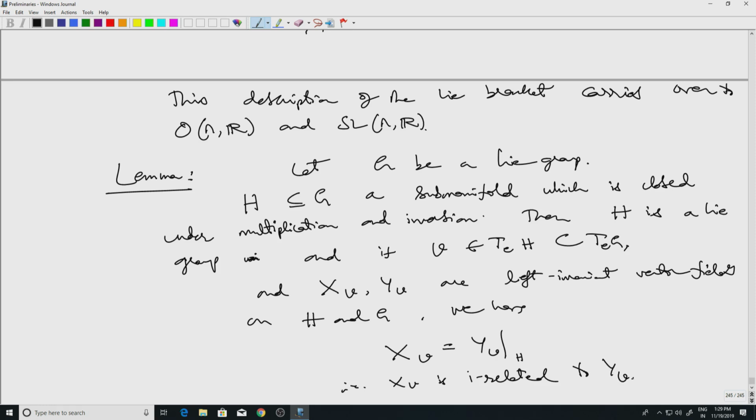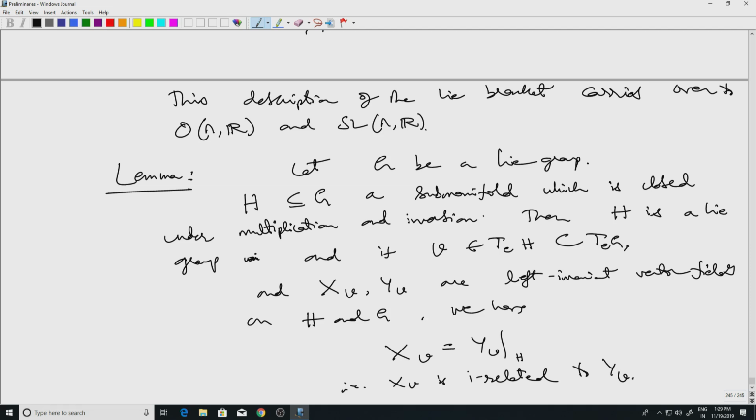So I'm saying something quite obvious here actually. I'm just saying that if you have a submanifold which is also a subgroup, then the first part is that H is itself a Lie group. So this amounts to just saying that multiplication and inversion are smooth. We already know H is a submanifold, and the fact that it's closed under multiplication and inversion means that H is a subgroup, but it's a Lie group. So the multiplication and inversion operations are smooth simply because H is a submanifold. So that part is clear.